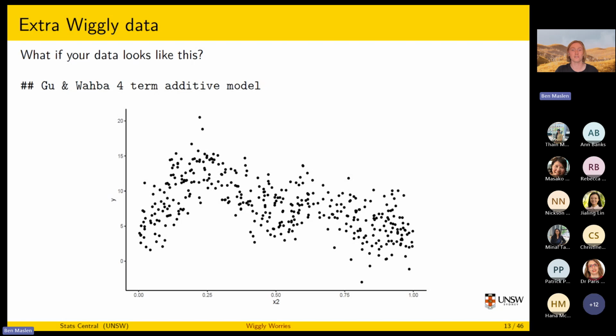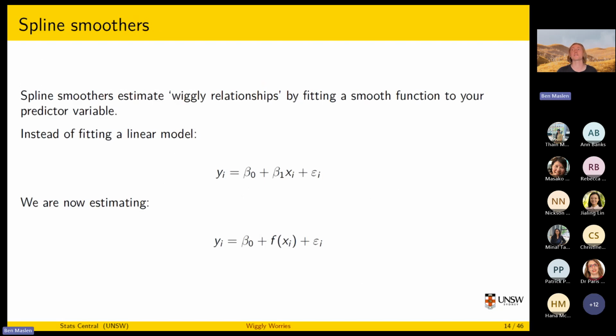So what if our data looks like this? Well, this is where spline smoothers and generalized additive models come in, okay? A spline smoother estimates wiggly relationships by fitting a smooth function to your predictor variable. So it changes from our linear model, where we're assuming a yi equals beta naught plus beta 1 xi relationship. We now replace this beta 1 xi with a function. So instead of assuming a straight line relationship, we're going to assume that there's some function of our predictor variable x, okay? And we're going to estimate this function.